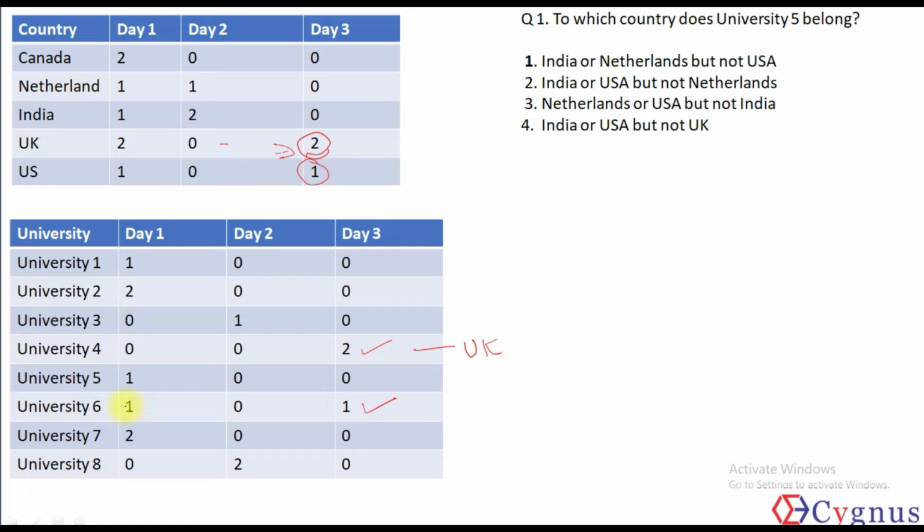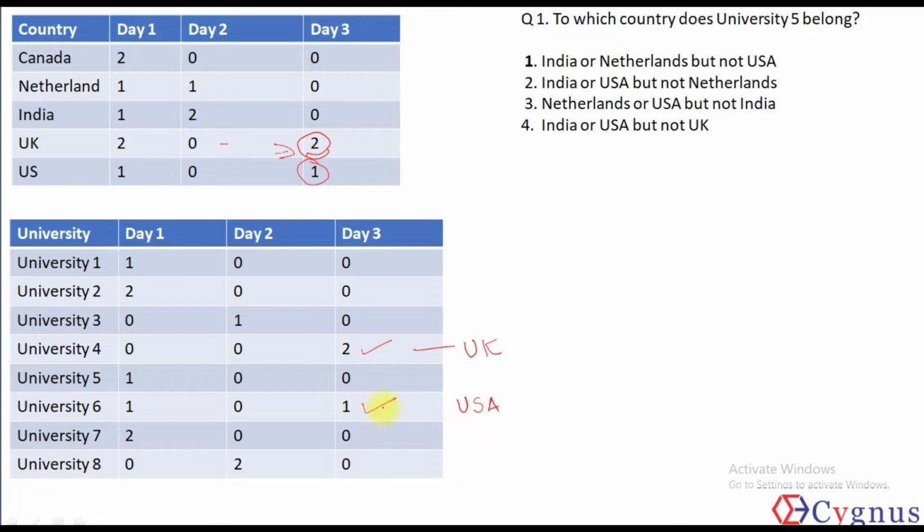Similarly, if you look at University 6, 1 visitor. Day 3, there was only 1 visitor. And if you look at this column of day 3, 1 visitor was from US. So we can say that University 6 is located in which country? USA. I hope this is clear.